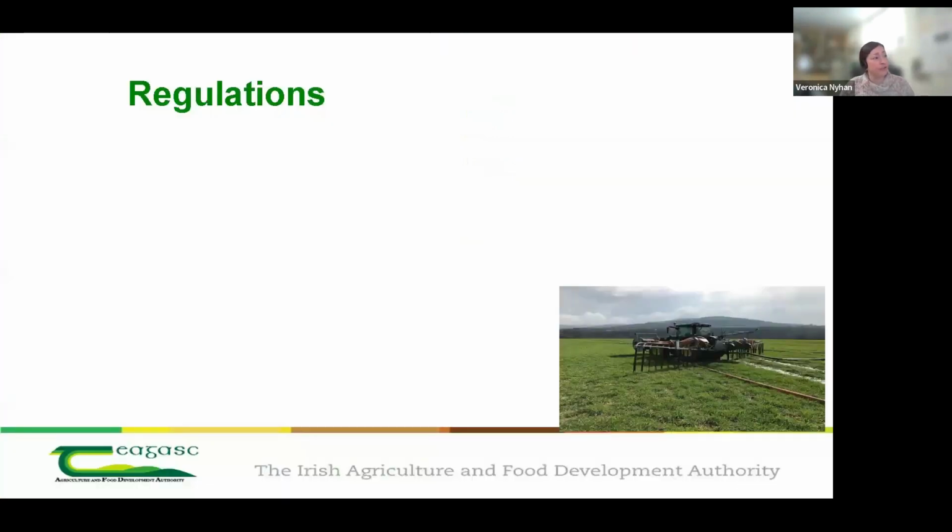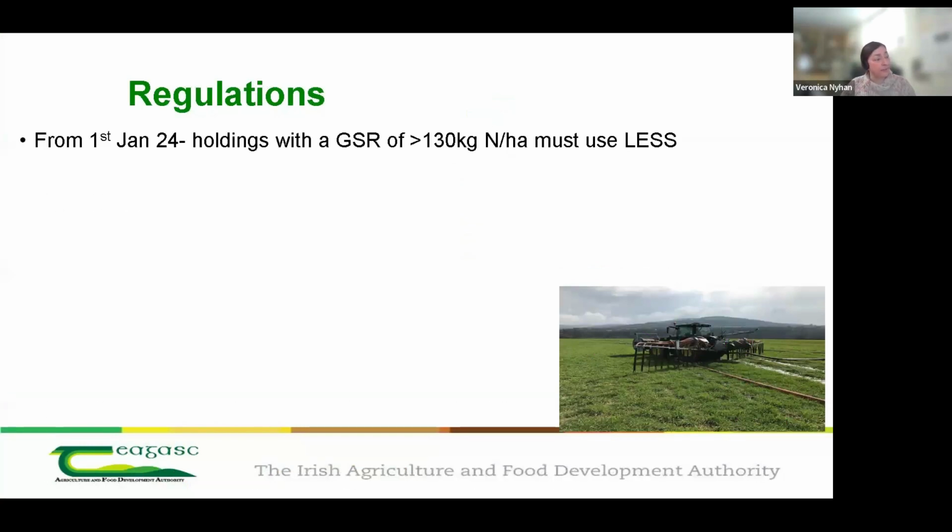Just before I finish, I want to mention a couple of regulations in relation to slurry. People are probably aware of a lot of these already, but from the 1st of January this year, holdings with a grassland stocking rate of over 130 kgs of nitrogen per hectare must use low emission slurry spreading. This drops to 100 kgs of nitrogen per hectare from next year. So anyone next year with a grassland stocking rate of over 100 kgs of nitrogen per hectare must use low emission slurry spreading to apply slurry to the ground on farm.